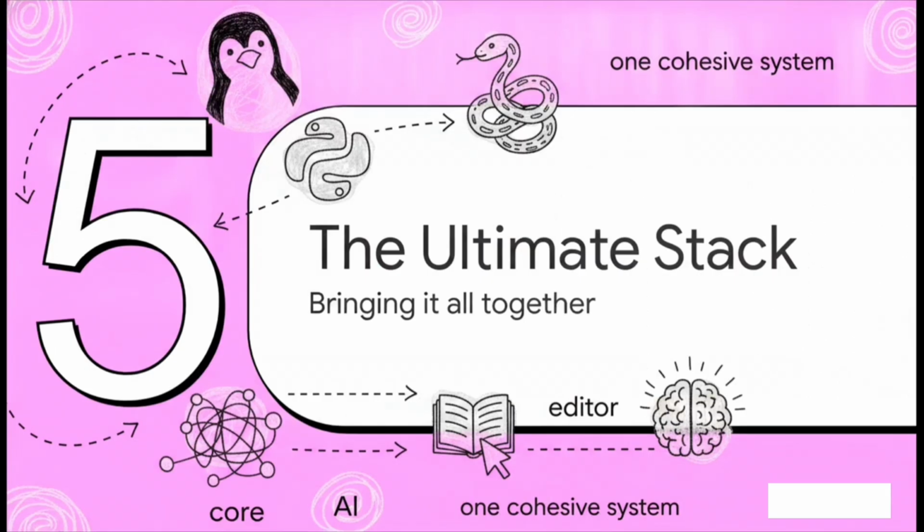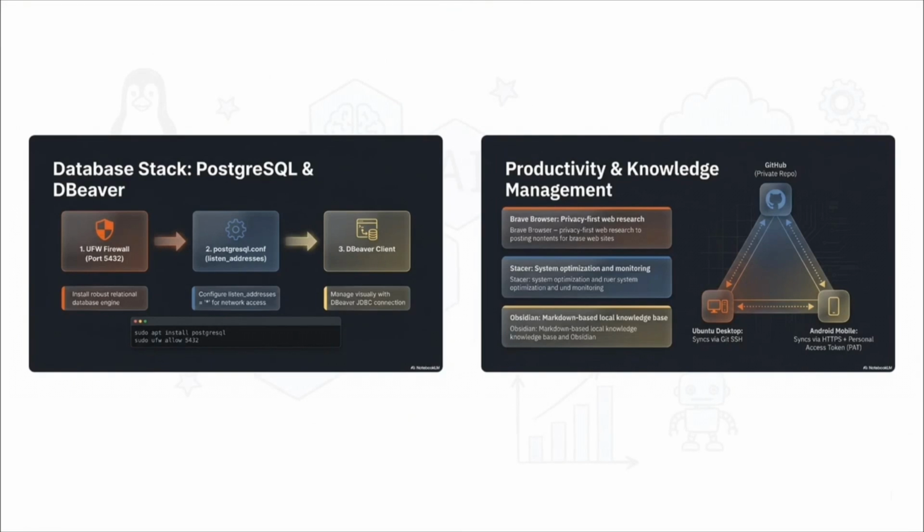Finally, we arrive at Section 5, the ultimate stack. This is where we bring all our core tools, Python, editors, and AI libraries together into one cohesive system. We integrate PostgreSQL for relational data alongside productivity tools like Obsidian and Stacer. You might be wondering, why do AI projects even need a database? Well, real-world applications need to reliably store user data, chat histories, and vector embeddings.